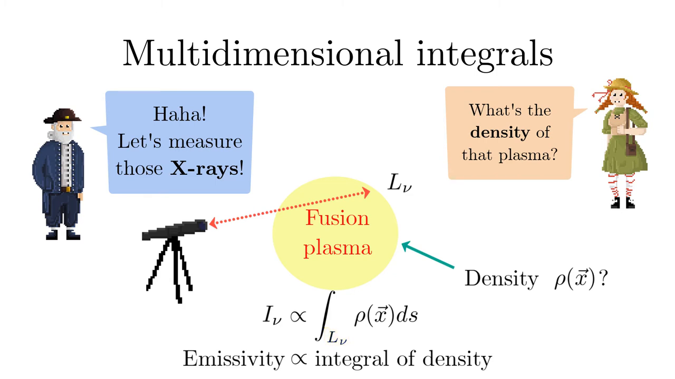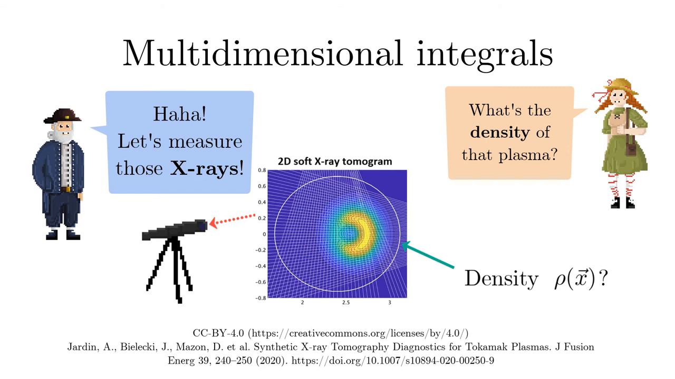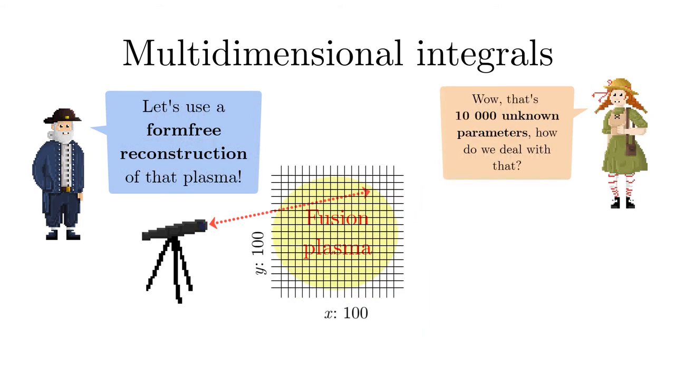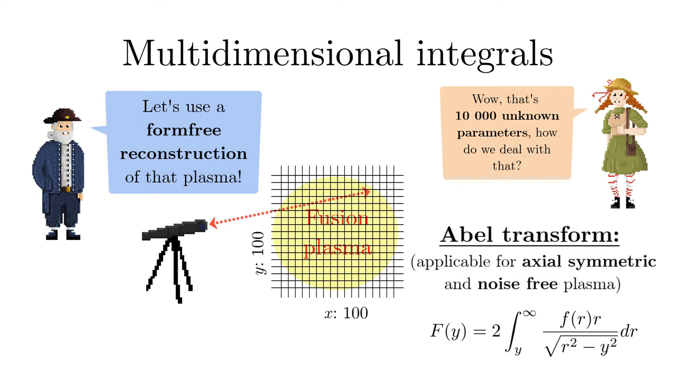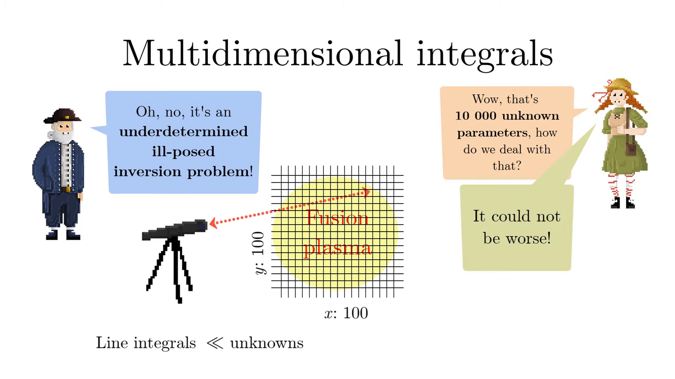Say we are interested in the density in a 2D cross-section at 100 times 100 points, and we want to determine it without resorting to a parameterized model. This so-called form-free reconstruction then has 10,000 unknown parameters. The problem is related to the Abel transform if the plasma density is axially symmetric and noise-free. Here, both conditions are not met, and typically there are much fewer line integrals than unknowns. So we have an underdetermined, ill-posed inversion problem. It could not be worse.